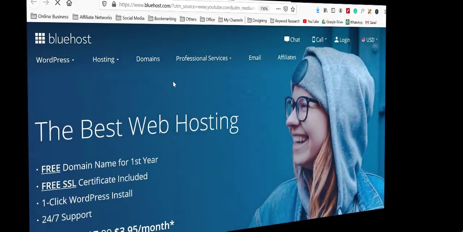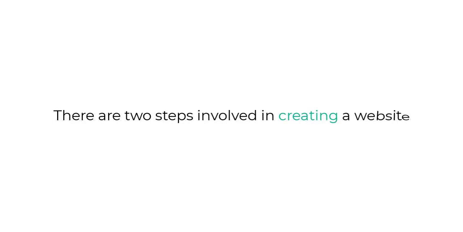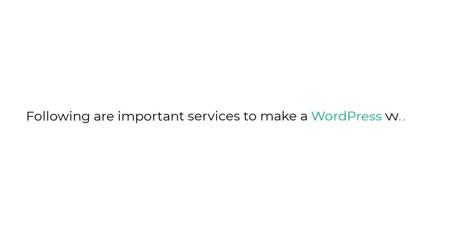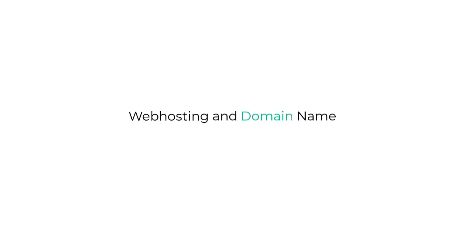In the olden days, it was a difficult and tedious task, but now it is easy and simple. There are two steps involved in creating a website. The two-step process is setting up a domain name and hosting, then installing and setting up a WordPress blog. What is required? The following are the important services to make a WordPress website: web hosting and a domain name.